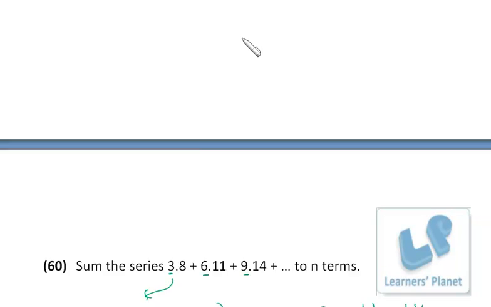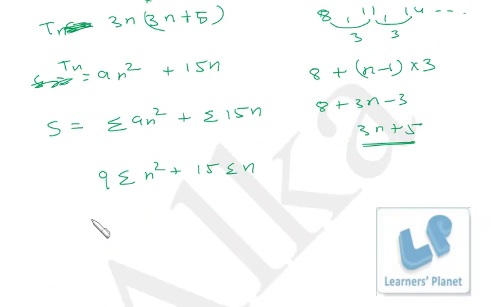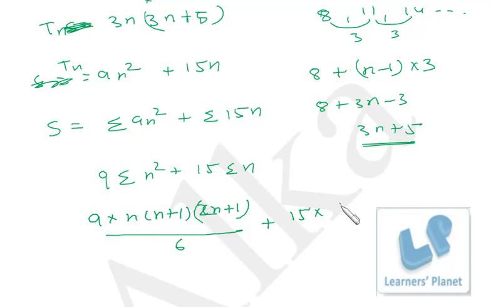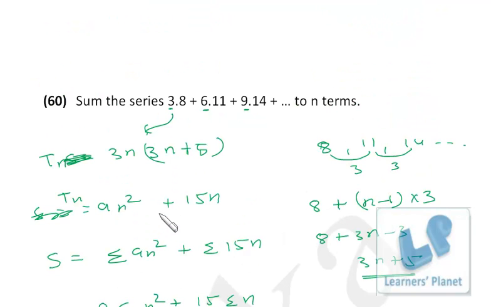Okay, so we just put the value over here. 9 into n plus 1, 2n plus 1 by 6. So that is 9 sigma n square plus 15 into n plus 1 by 2. That is 15 sigma n. So if nth term is given, directly you can find out the sum by taking the summation. Okay, sigma is nothing but the summation. So if you want the terms having 9n square, you wish to find out the sum, then you can write sigma 9n square. Now if you put n is equal to 1, you'll be getting the first term. If you put n is equal to 2, you'll be getting the sum of two terms over here.